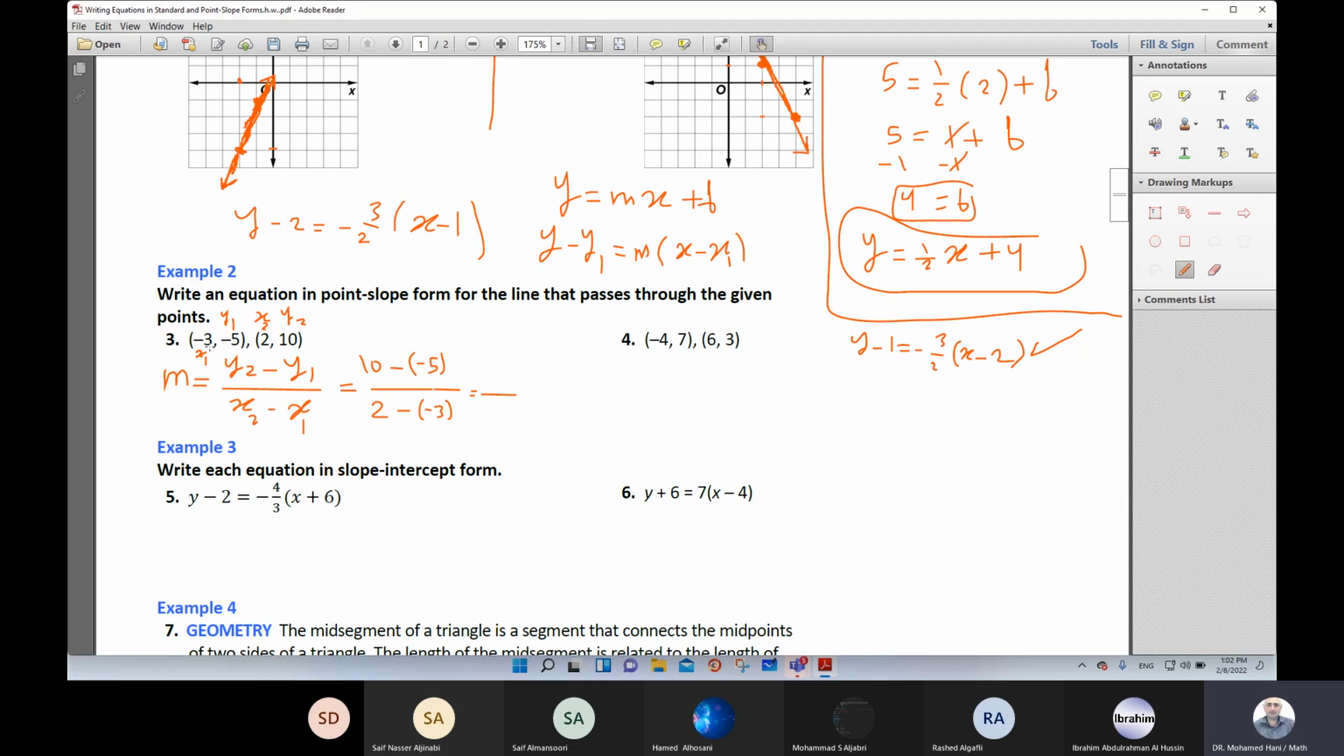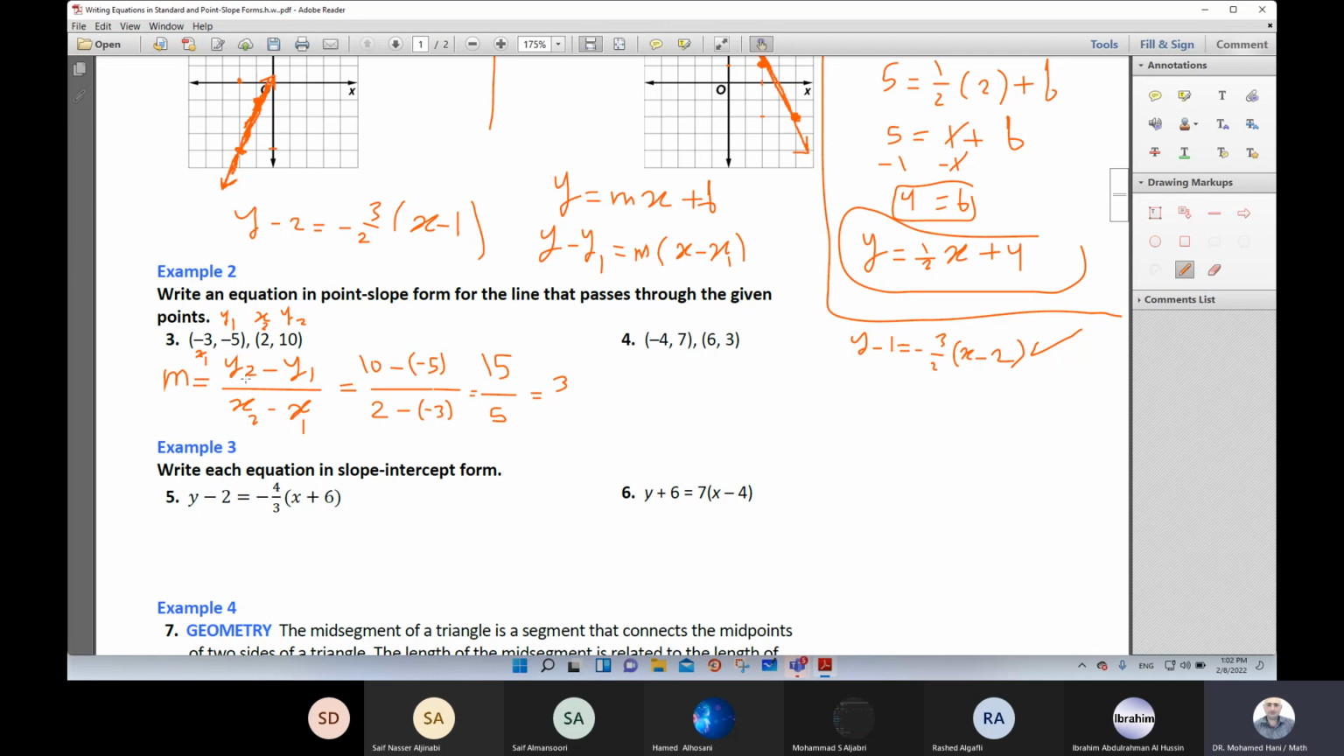Yes, Muhammad? 15 up and 5 down. Excellent. So negative times negative is positive. 10 plus 5 will be 15 up. And here, negative times negative is positive, 2 plus 3 will be 5. Then 15 divided by 5 will be 3. So now we know the slope.